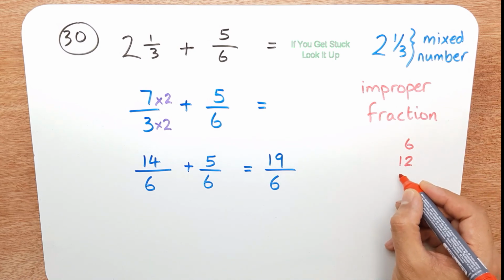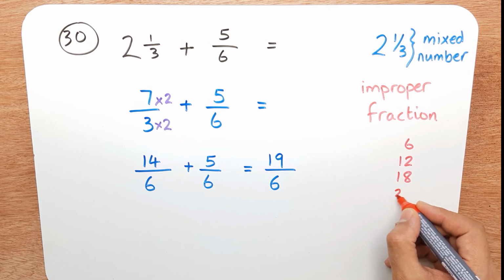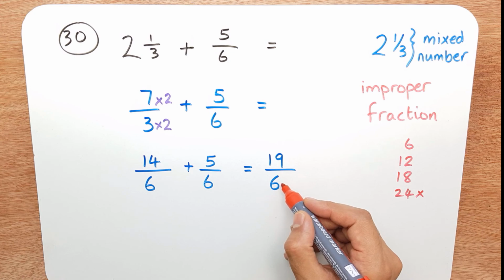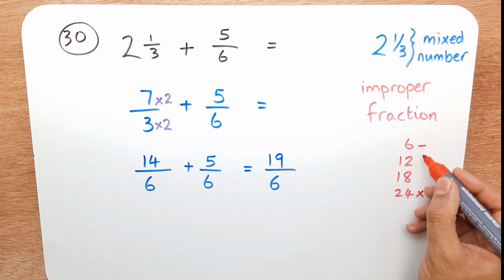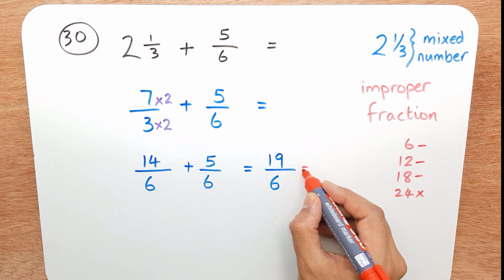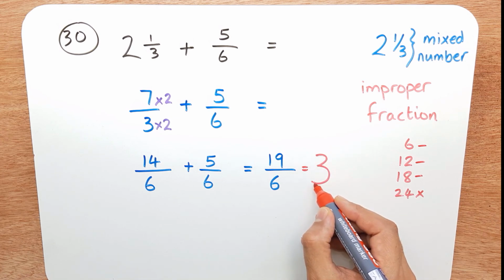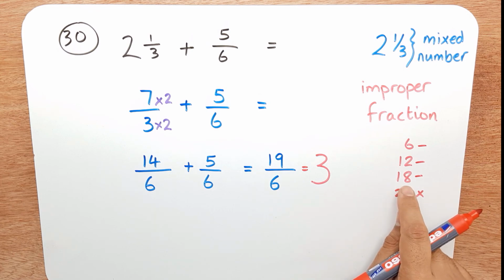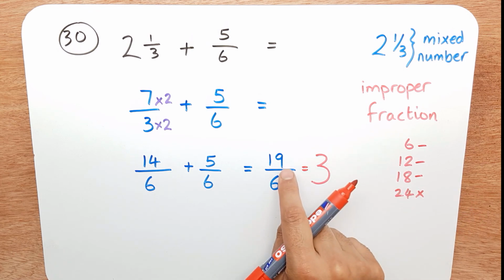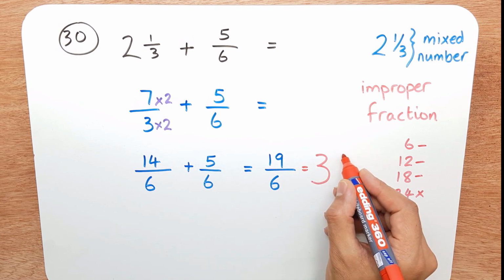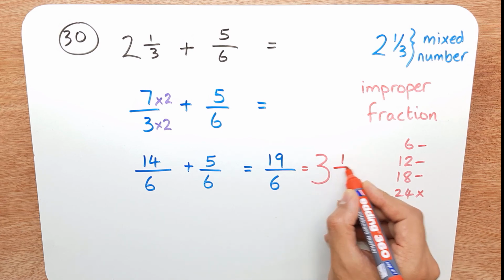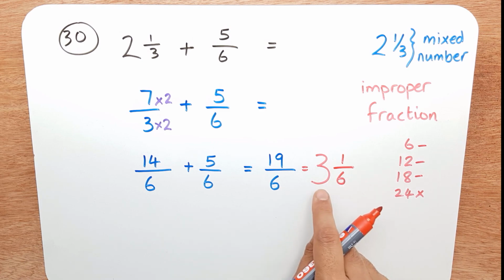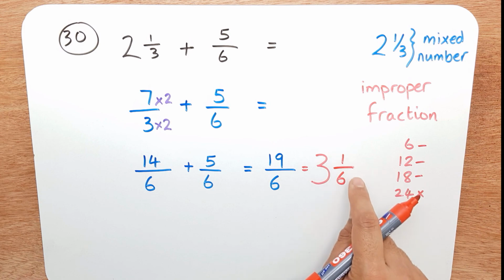6, 12, 18, 24. That's too much. So how many 6s are there in 19? 1, 2, 3. So I put a big 3 there. And how many have I got left over? 1. Because I've used 18 and I need to go to 19. I have 1 remainder. So it's 1/6. So the 6 goes at the bottom. So it's 3 1/6.